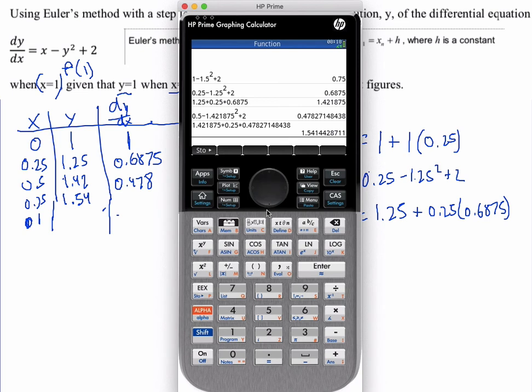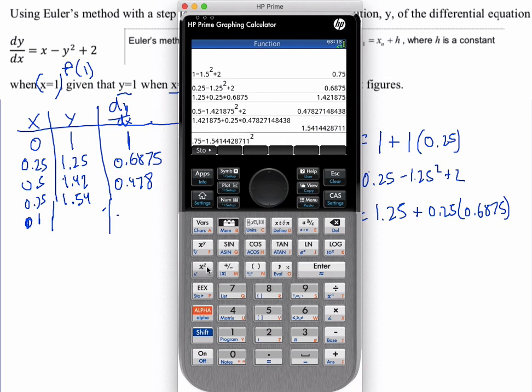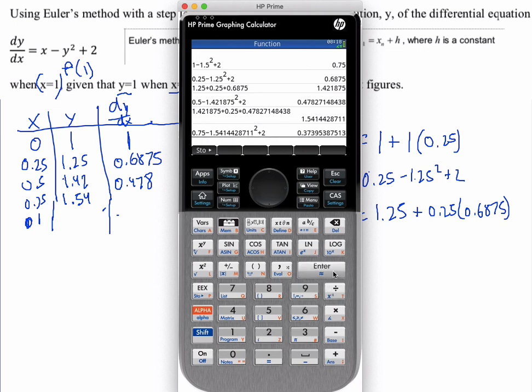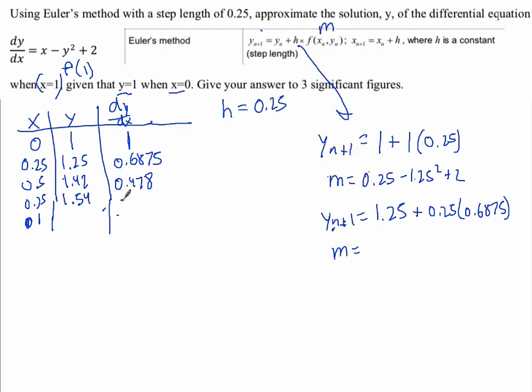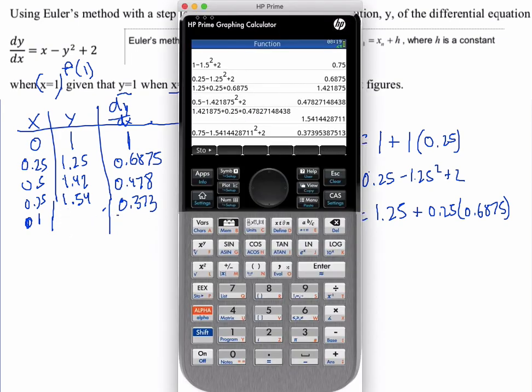Okay, so then we get the slope again, so it's going to be the x value, 0.75, minus the y value squared, so let's copy that, square it, plus 2. Okay, this one gives a slope of 0.373. And lastly, this is going to be your answer, so we just have one more step to go.